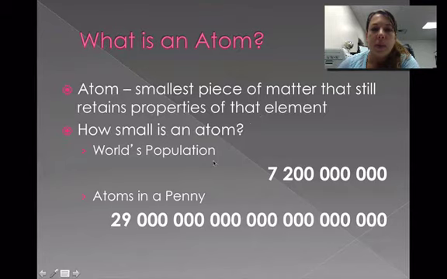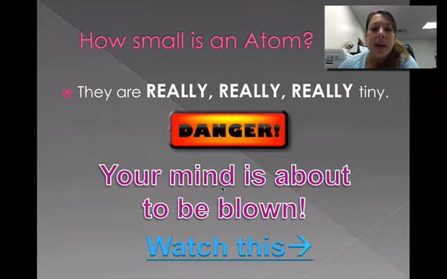If you think about the world's population is 7.2 billion, roughly, the atoms in a penny, there are this many atoms in a penny. So we're talking about things that are really, really small, and there are a lot of them because they make up everything we see around us. And to give you a better idea of how small an atom is, here is a quick video.